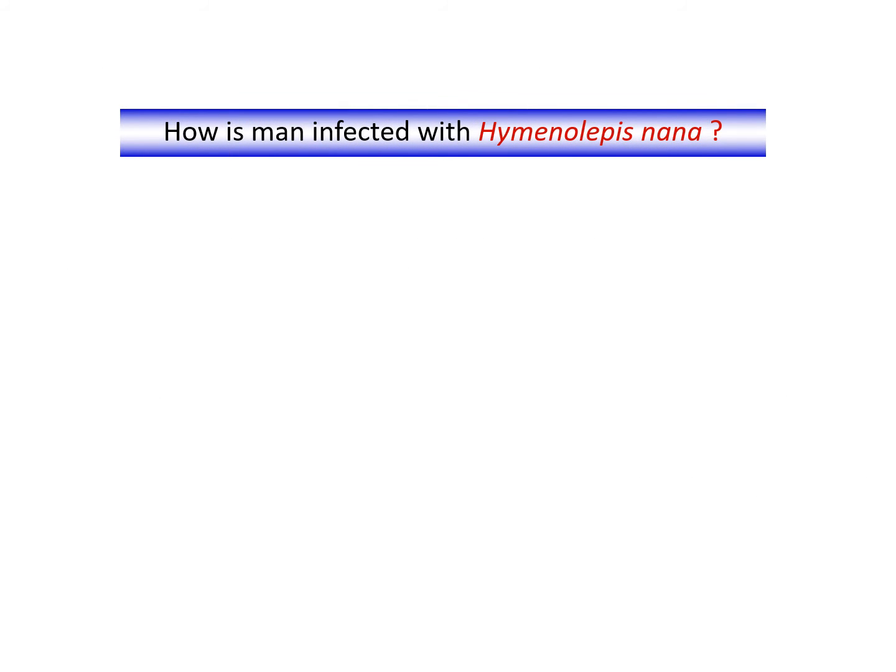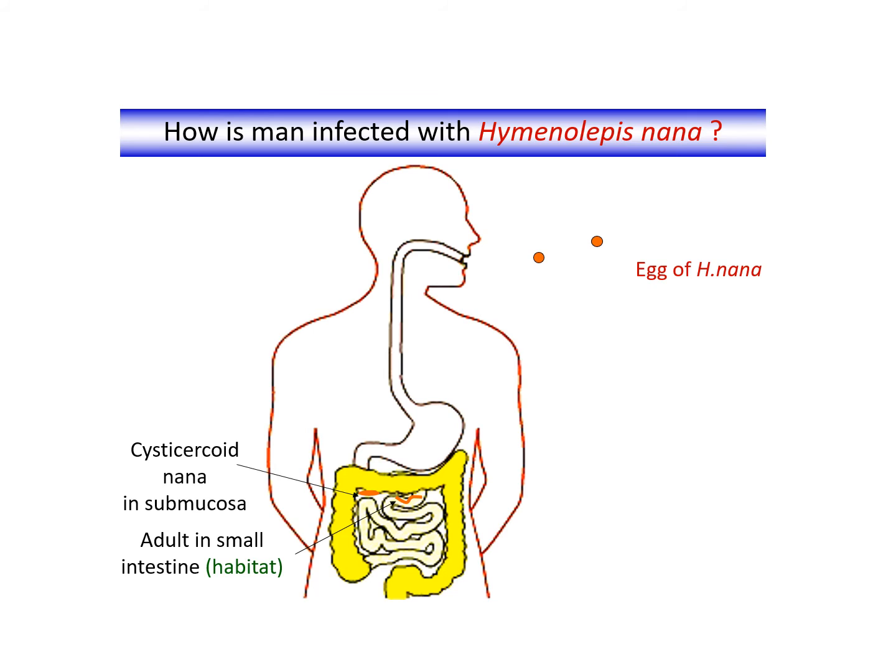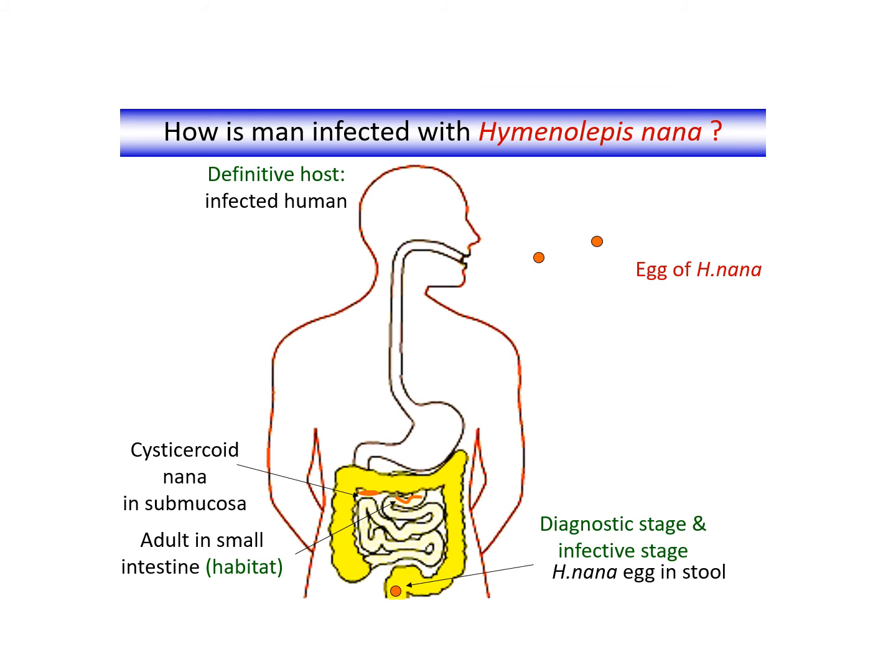How is man infected with Hymenolepis nana? This is the man. Egg of Hymenolepis eaten, goes to the intestine. Cysticercoid nana in submucosa. Adult in small intestine. This is the habitat. Small intestine is the habitat. Definitive host is infected human. The eggs pass in stool. Diagnostic stage and infective stage is Hymenolepis nana egg in stool.